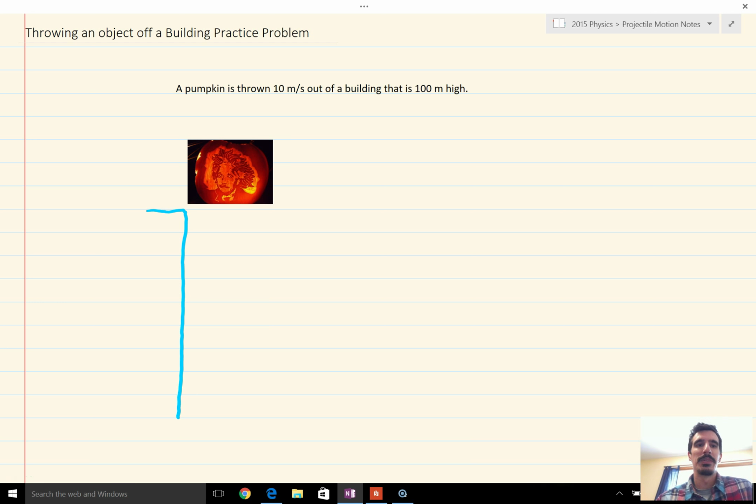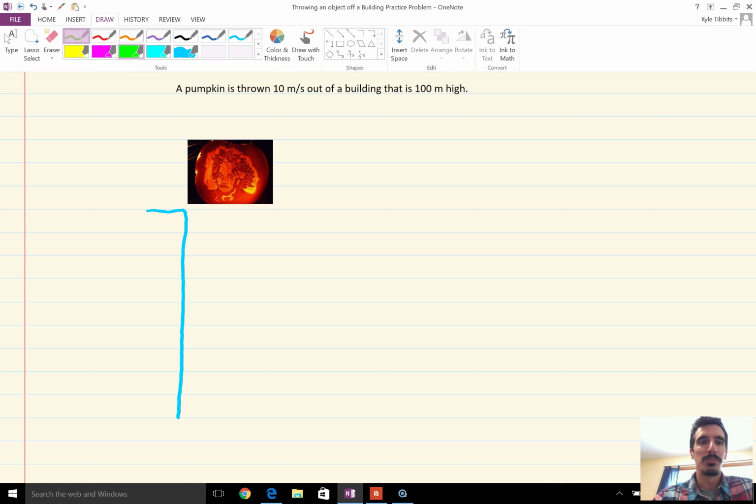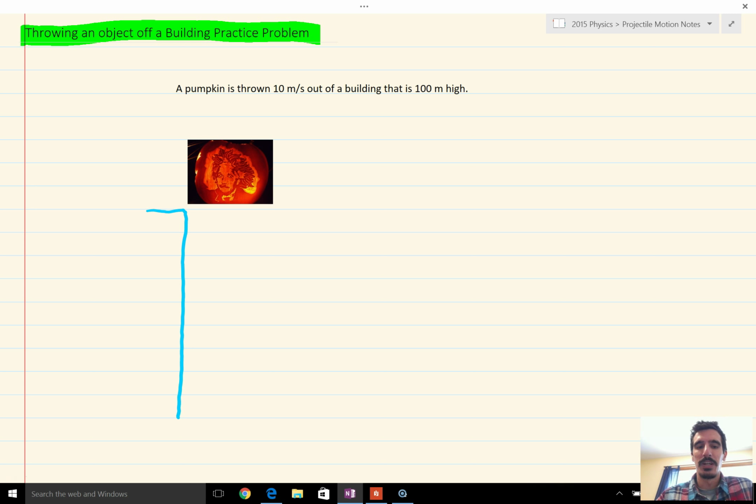Today we're going to do a practice problem of throwing an object off of a building. So let's read the problem. A pumpkin is thrown 10 meters per second out of a building that is 10 meters high. When we analyze these problems, we have to be able to separate horizontal and vertical motion first. So let's draw a picture, and then we'll go through the process of solving this.